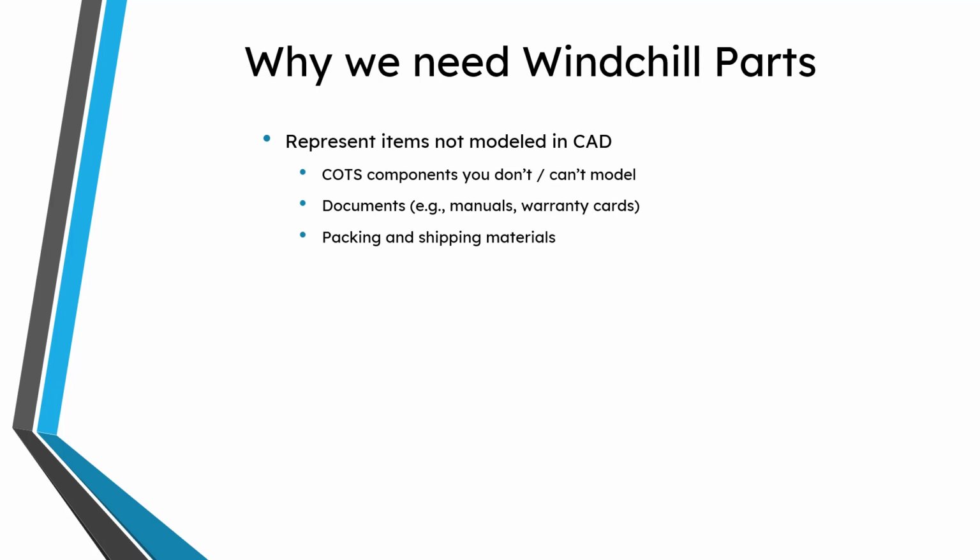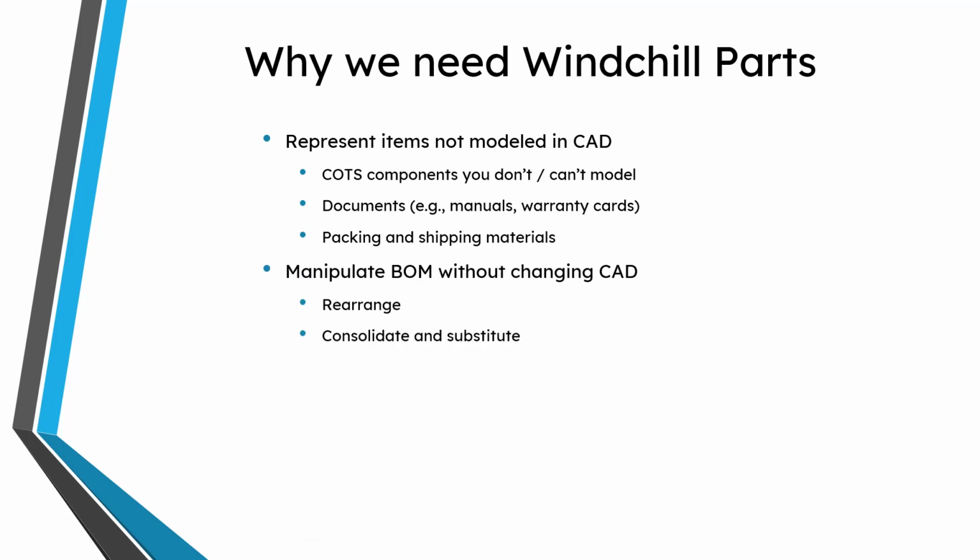So for example, you might want to include the different documents like a manual or a warranty card that goes along with the product. Plus you might also want to represent the shipping box, any different shipping materials that go along with it. Another reason for using these Windchill parts is so that you can manipulate the bill of materials without changing the CAD model.